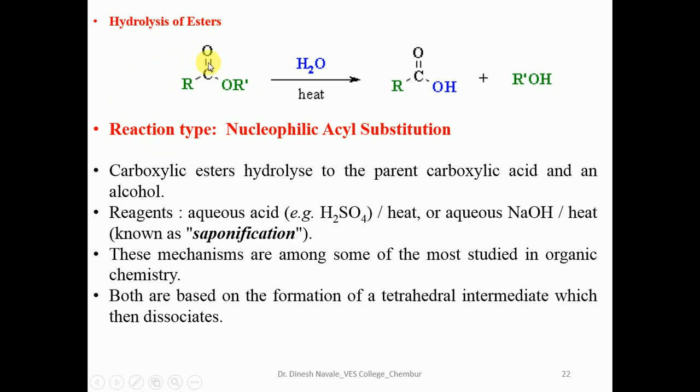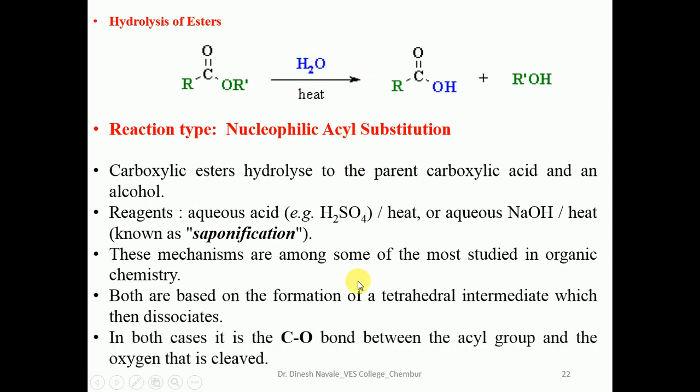The mechanisms are among some of the most studied in organic chemistry. The starting material ester is converted into the product carboxylic acid, but our intermediate is the tetrahedral intermediate. The carbon-oxygen bond between the acyl group and the oxygen is then cleaved. Now come to the important part of this segment. We observe a carbon-oxygen bond, which is called the acyl oxygen bond, and there is an O and R dash bond. This is called the alkoxy bond, the alkyl oxygen bond.